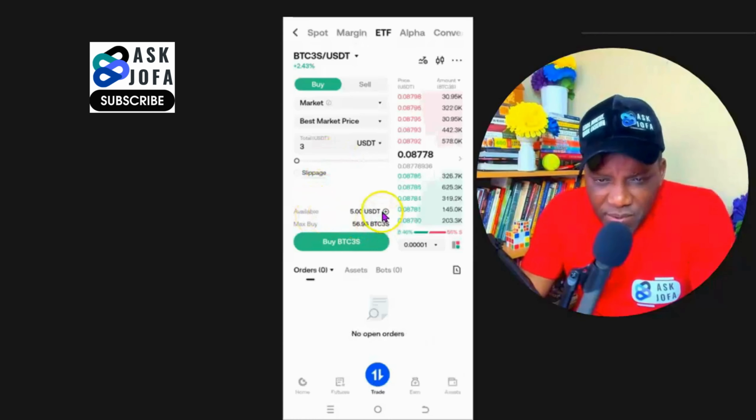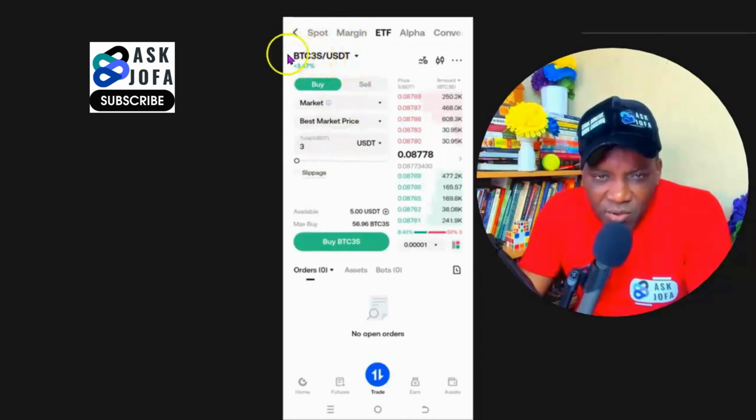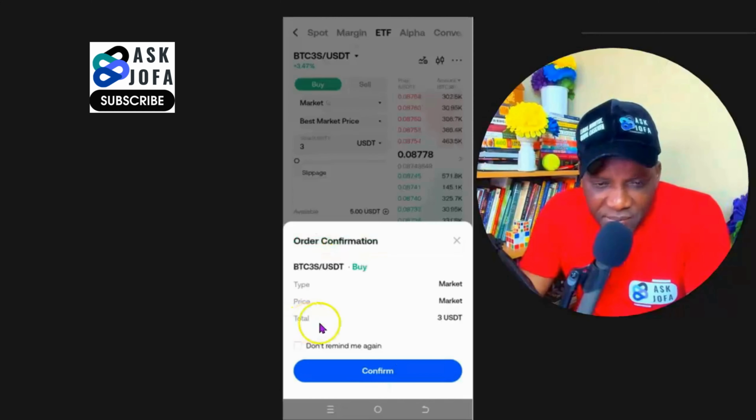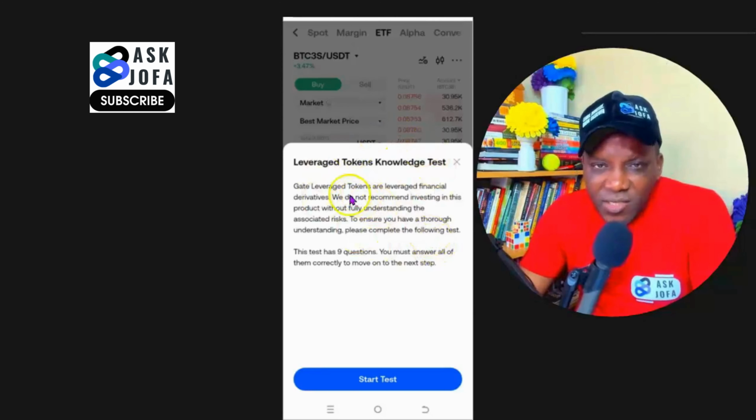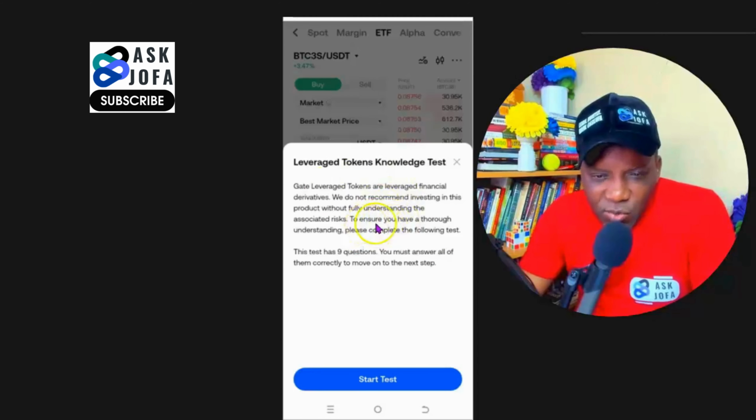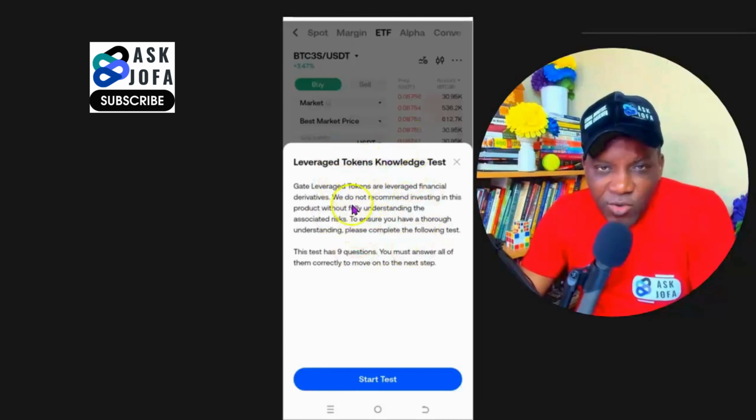So this is available balance I have in my USDT, but the amount of USDT I want to spend is $3 because I want to buy this leverage token BTC3 short, because I'm speculating that price of Bitcoin will go down. So I will tap buy BTC3S. I'm buying a total worth of 3 USDT. I will tap confirm. The good thing about Gate Exchange is this: before you do any trade using leverage token, you are going to do what is called knowledge test. That is to ensure you have true understanding of how to use these tools effectively so that you will not lose your money.